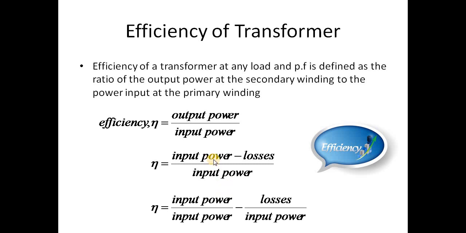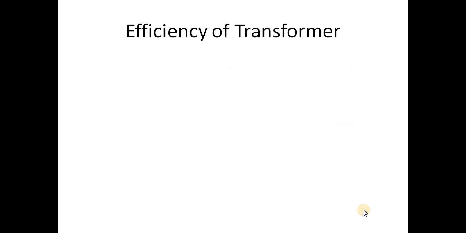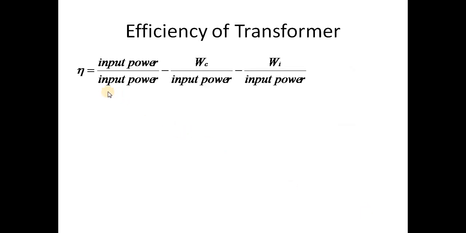Next, we are splitting this into its separate terms: input power by input power minus losses by the input power. In this step, as we have seen in the previous video, we have two losses, copper loss and iron loss. So the total loss of the transformer is the copper loss and iron loss. So we have the input power minus the copper loss and minus the iron loss. Further, the losses term is split into two parts, which are the major losses with respect to the transformer.